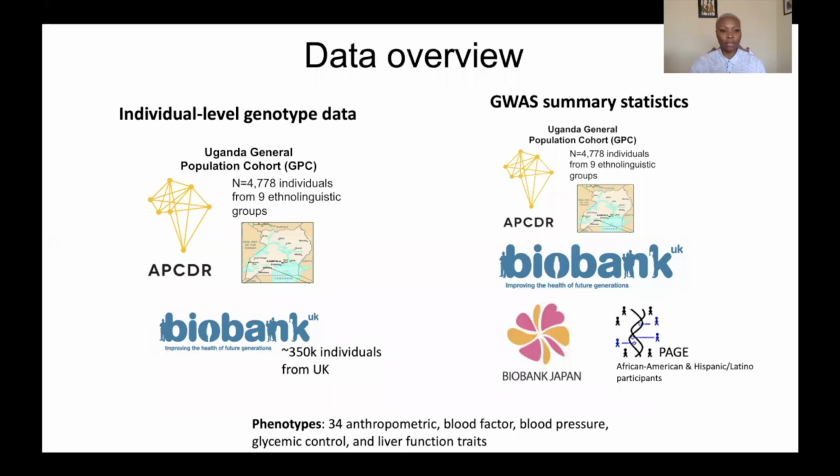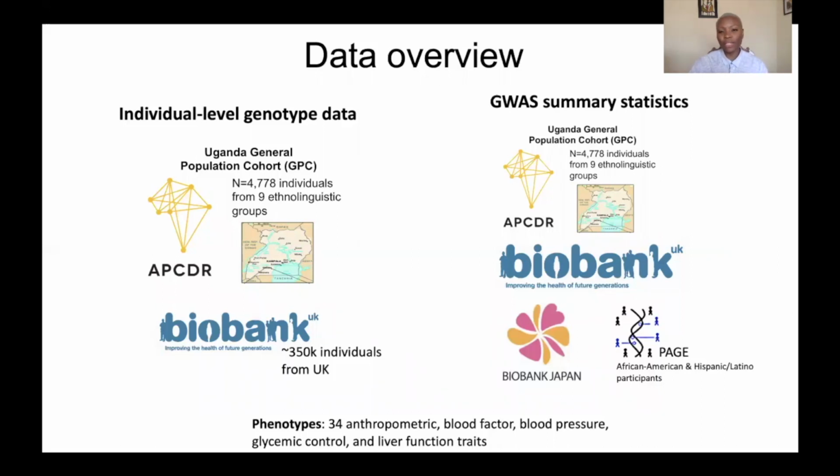So to achieve our aim, we used 2 sets of data. And the first was individual level genotype data from the general population cohort, GPC, comprising 4,778 individuals from 9 ethno-linguistic groups in Uganda. We also used the UK Biobank, comprising 350,000 individuals from the United Kingdom. So within the UK Biobank, we used the European ancestry samples as discovery, and we used the diverse samples as target to assess the transferability of polygenic risk scores.